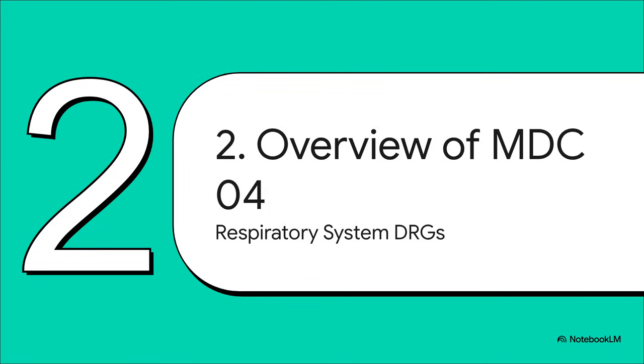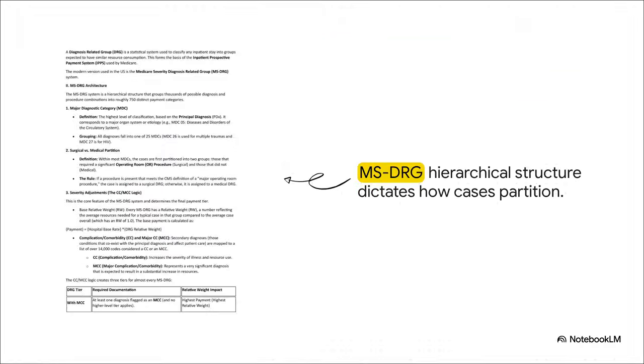Moving on to Section 2, Overview of MDC-04, Diseases and Disorders of the Respiratory System. Now, this diagram brilliantly illustrates the foundation of it all. The whole MS-DRG architecture actually forces us to evaluate the principal diagnosis first. That's the condition established after study to be chiefly responsible for the admission. That single diagnosis completely dictates the major diagnostic category. Literally everything else flows from there.